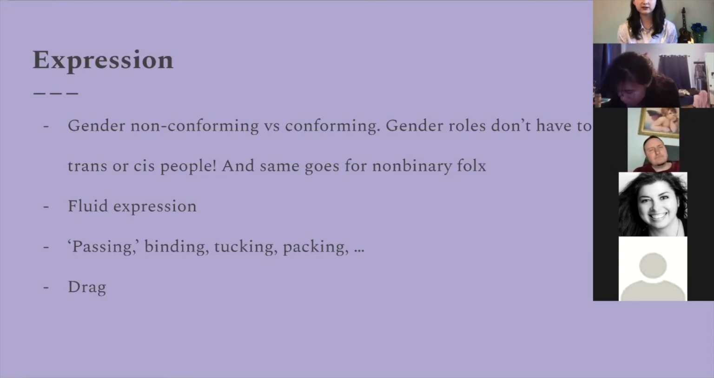And sometimes it's not. Sometimes we might not pass, but those things still are how we want to express ourselves and how we feel best. And so, do it anyway.